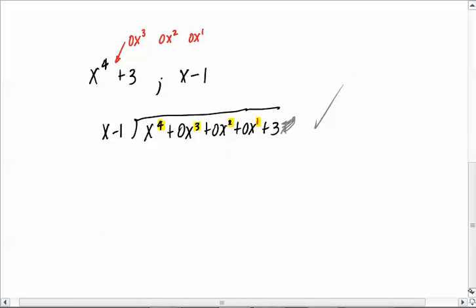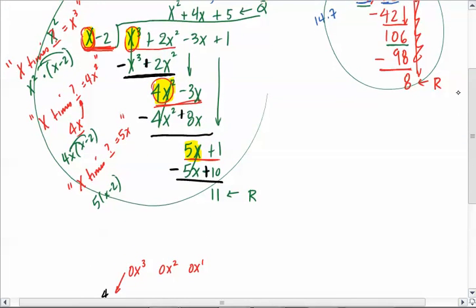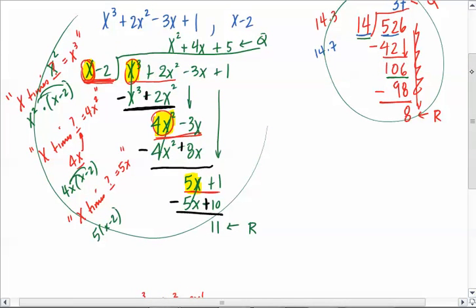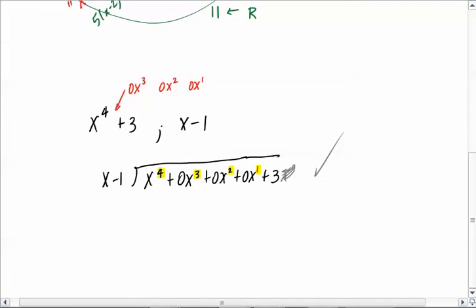And now we're going to take a look at what would happen if we had worked the same problem using synthetic division. With synthetic division, we don't use the x's, we just use the coefficients of each term. So we have a 1, a 2, a -3, and a 1.